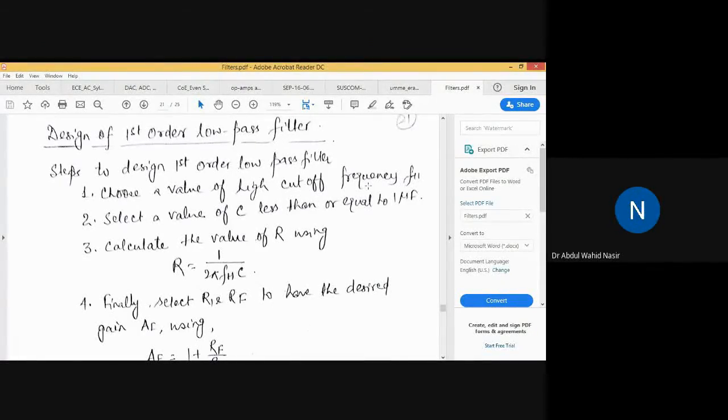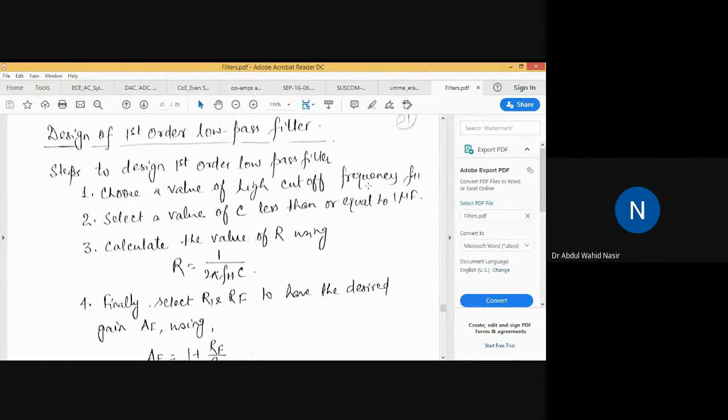So it will allow a signal having low frequency to pass through the circuit. The range of that frequency will be from 0 to fh. fh will be generally given. It depends on the requirement, what value of fh it needs. So it will be given.